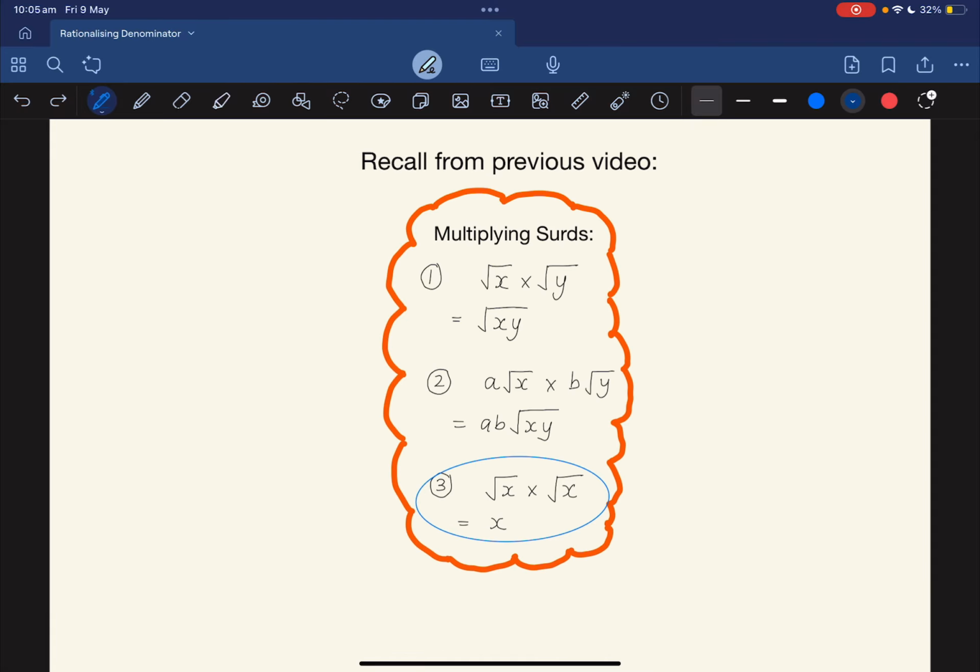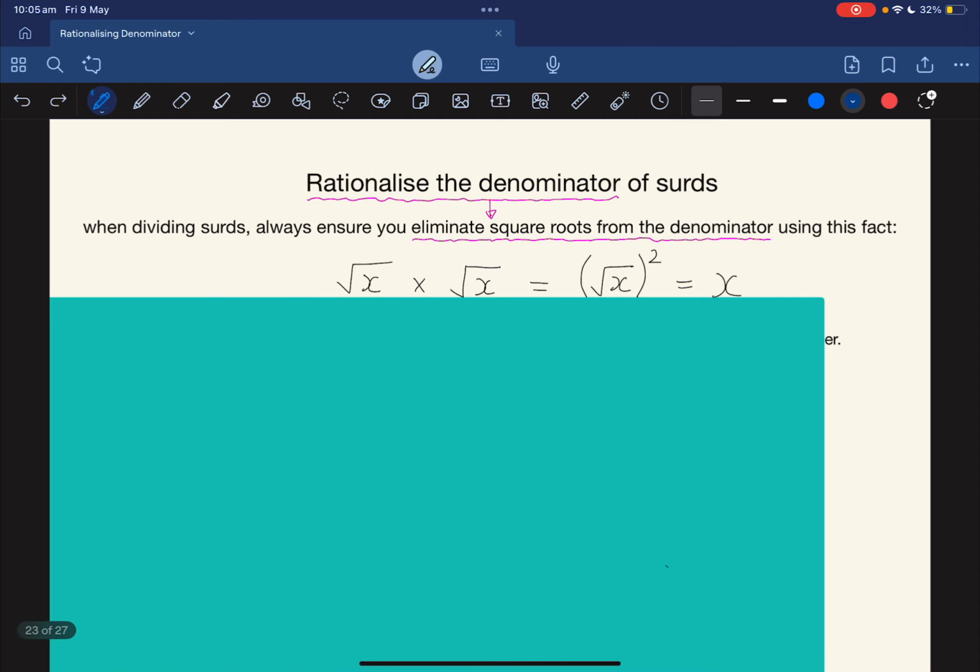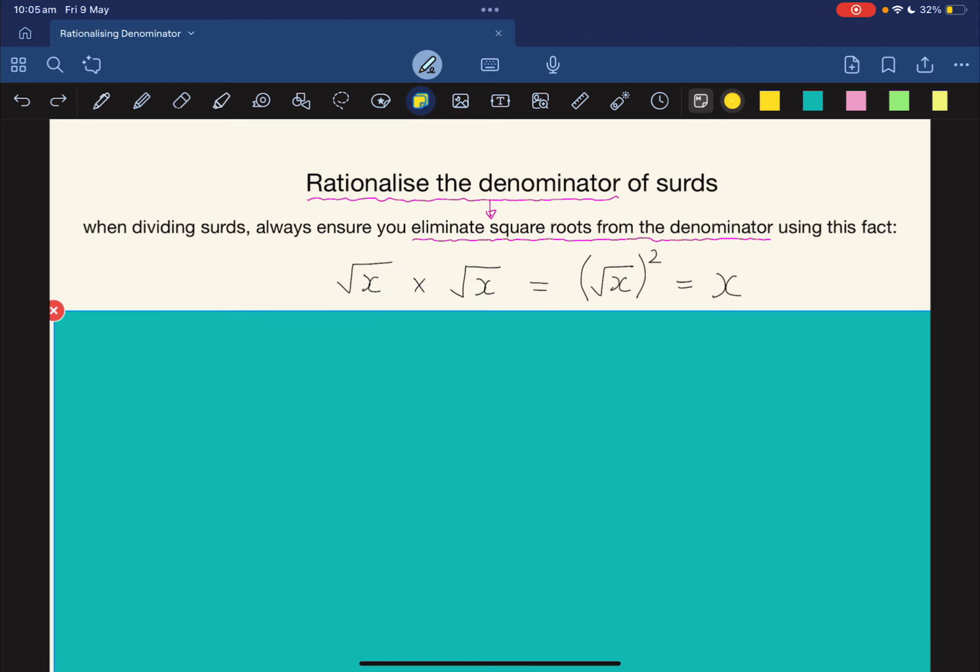So recall from the previous video, the multiplying surds rule. This one down here in particular we're interested in. Root x times root x is the same as root x squared. Those cancel. So root x times root x is just x. That's how we're going to rationalize our denominator.